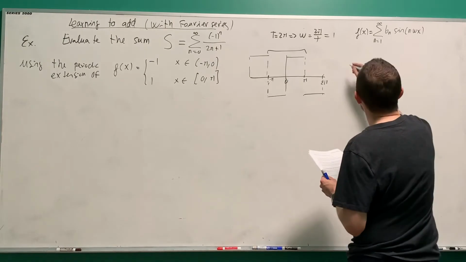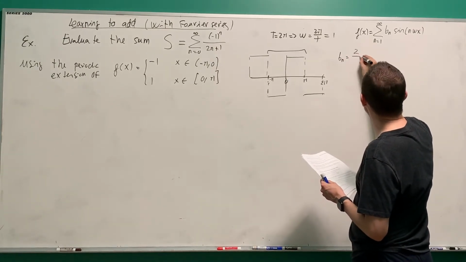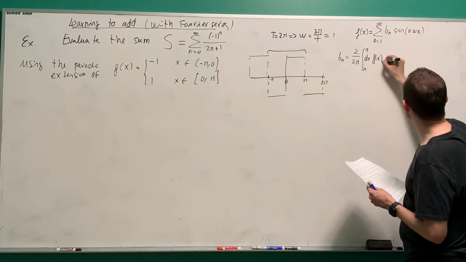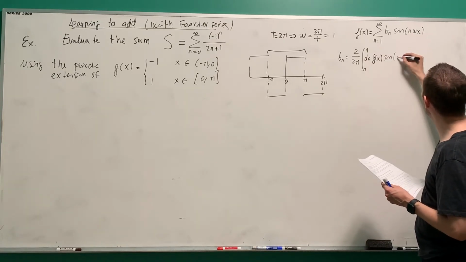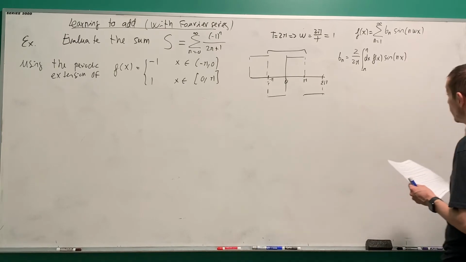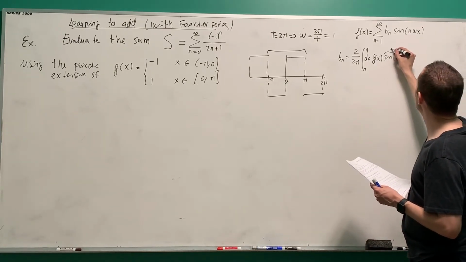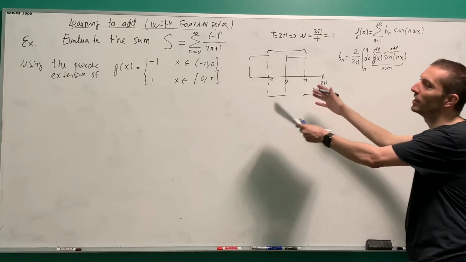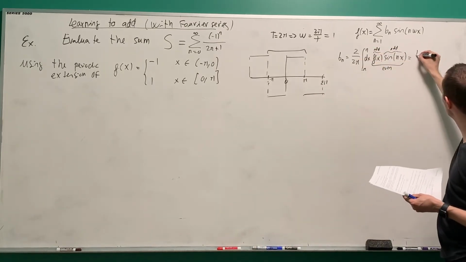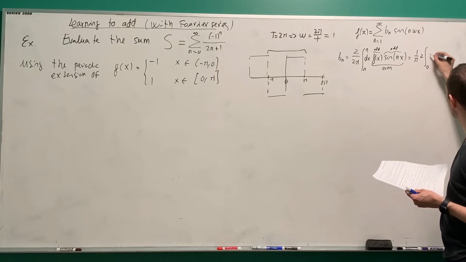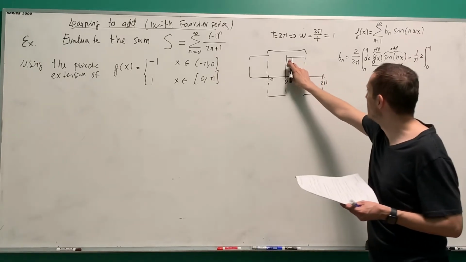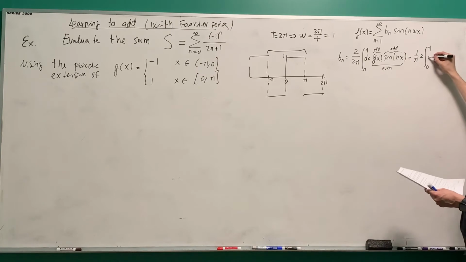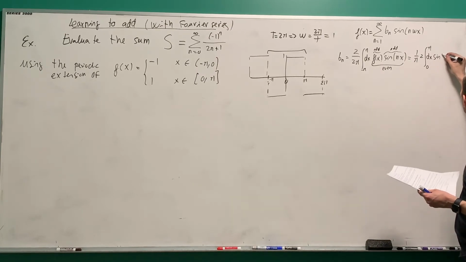If we compute the bn's, bn is, again, 2 over the period, the integral from minus pi to pi dx of f of x times the sine of, substituting omega and x, omega is 1 in this case. Now we realize that this function is odd and this function is odd, so the overall function is even. Nice, I don't need to do two integrals. I can cancel the 2 and write 1 over pi, and then twice the integral from 0 to pi. Here f is a constant that is 1 from 0 to pi, so this is the integral of 1 times the sine of nx.